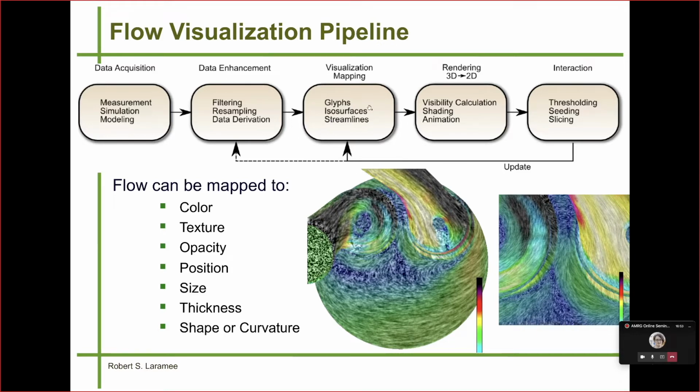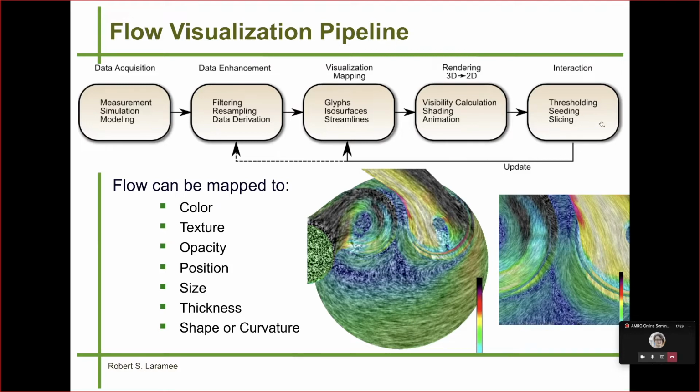Then we have a visualization mapping phase, so taking all of the data and making it visible with visual representations. Like glyphs, for example, you're very familiar with isosurfaces, streamlines, and so on. There's a computer graphics phase, so we're always using computer graphics to generate. This is one of our standard tools, right? So we have things like visibility calculation. We add shading. If it's in 3 dimensions, we might use animation to show time-dependent behavior, for example.